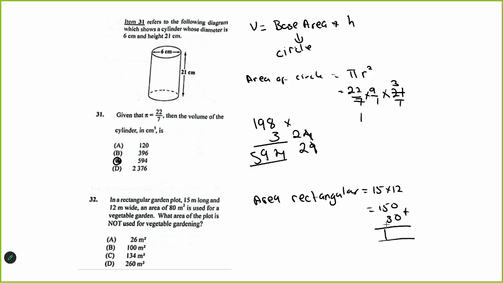So I said 15 by 10 is 150, and then 15 by 2 is 30, which is 180. So the area of the rectangle is 180. They only use 80 meters squared for the vegetable garden. So the area not used for vegetables would be 180 minus 80, which is 100.